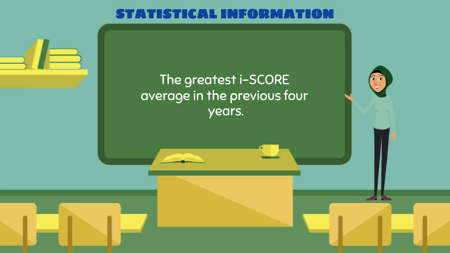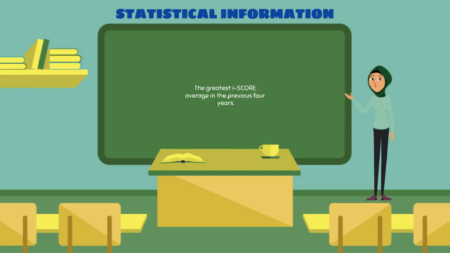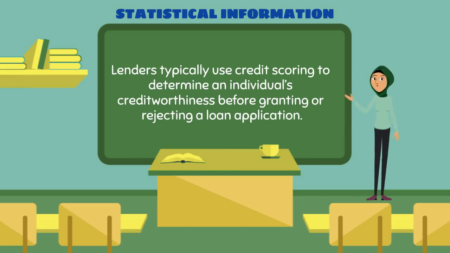This is the greatest iScore average in the previous 4 years. The research examines consumer credit performance across the country, focusing on consumer credit rating and borrowing habits in connection to credit. Next, lenders typically use credit scores to determine an individual's credit worthiness before granting or rejecting a loan application. The number of those who are 90 days past due on their credit payment fell by 0.7% from 2.5% in 2018 to 1.8% in 2021.